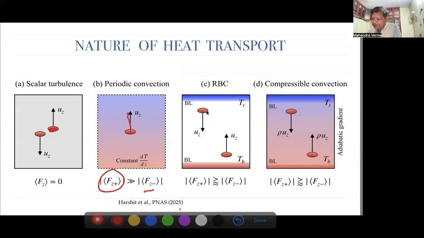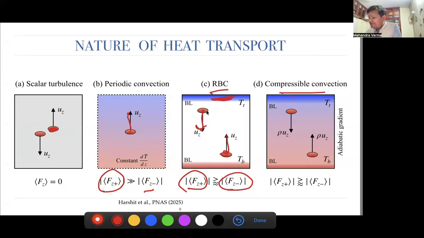However, when you apply plates, so this one has plates, meaning walls, as well as a gradient, then positive ones win over negative ones, but they are of approximately similar magnitude. Okay, so you see the hot plume is going up, which is expected, but a hot plume can also go down, and a large number of them are going down. This happens in RBC as well as compressible convection.